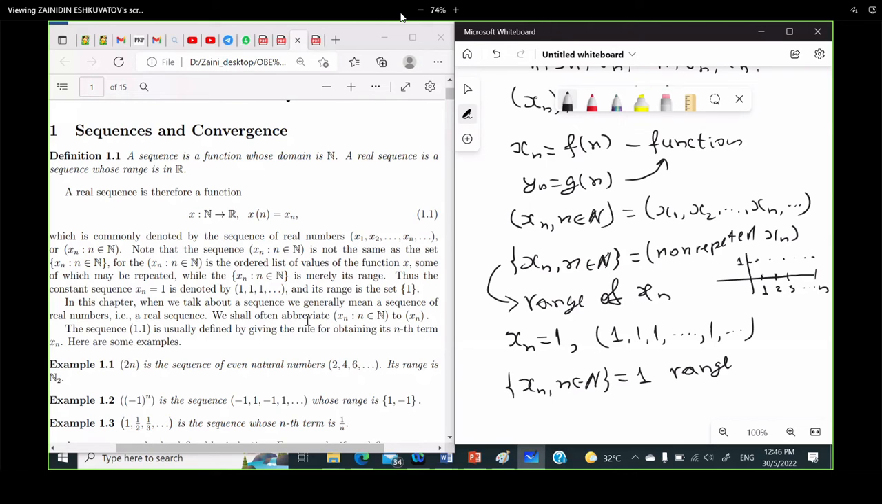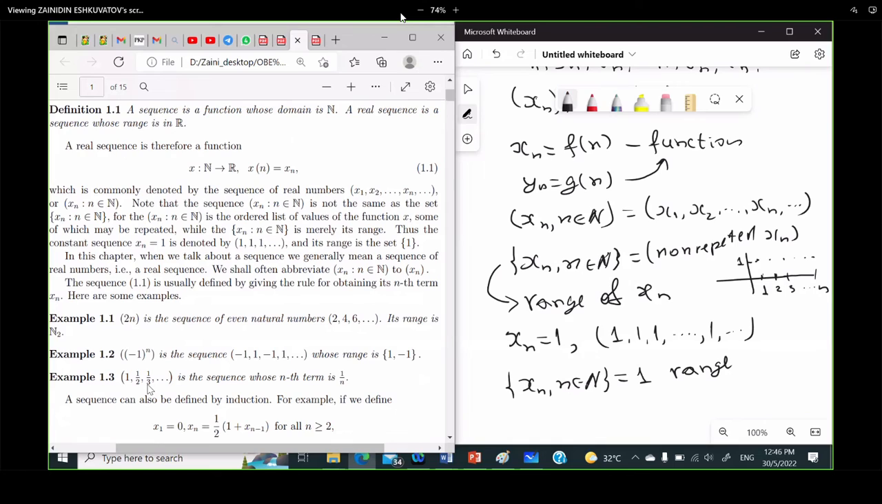For example, another example here. In this chapter, when we talk about a sequence, we generally mean a sequence of real numbers, and this is the often used abbreviation. The sequence is usually defined by giving the rule for obtaining its nth term xn. So this nth term of xn is the nth term.